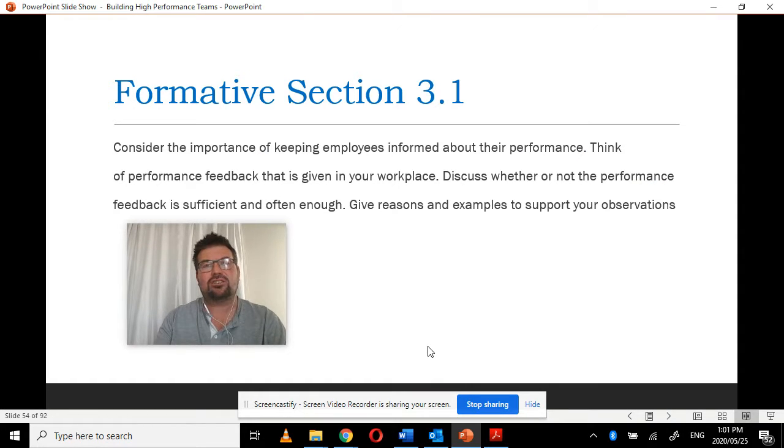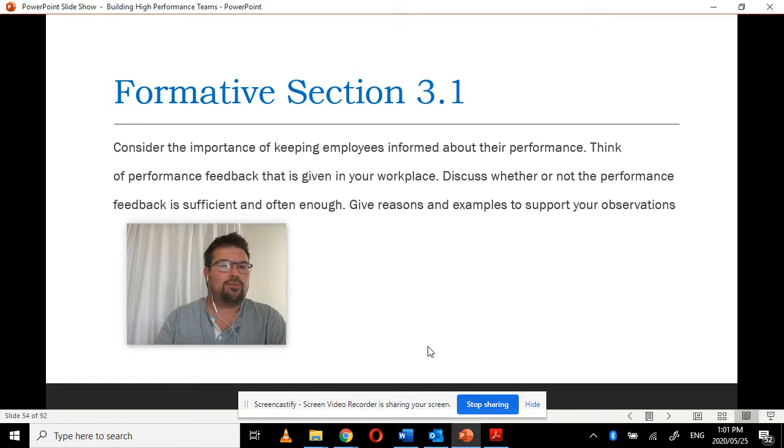Formative section 3.1. Consider the importance of keeping employees informed about their performance. Think of performance feedback that is given in your office or your workplace. Think about those times where you sit with your manager and you are given performance feedback. Discuss whether or not the performance feedback is sufficient and often enough. So do you get enough feedback, and do you get it often enough to make sure that you are doing a good job? Give reasons and examples to support your observations.